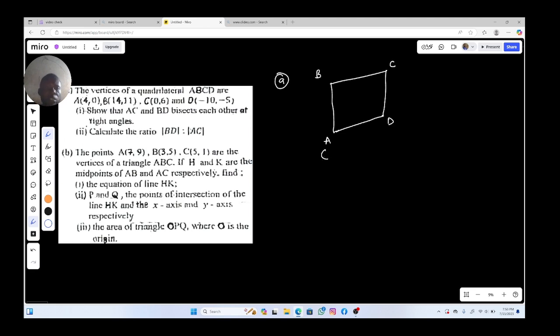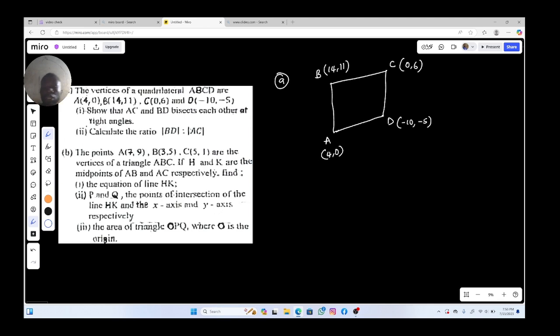Let's put the coordinates given to us. A is 4 and 0 here, and then B is 14 and 11 here. Then C is 0 and 6 here. Then D, we have -10 and -5.